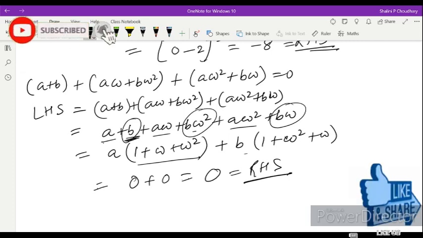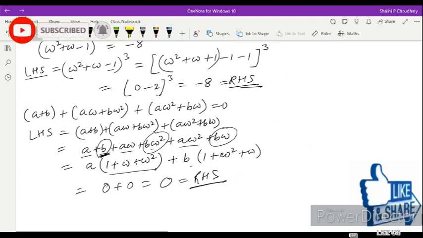Okay, I hope you understood the sums. I hope you understood the properties and concept also.